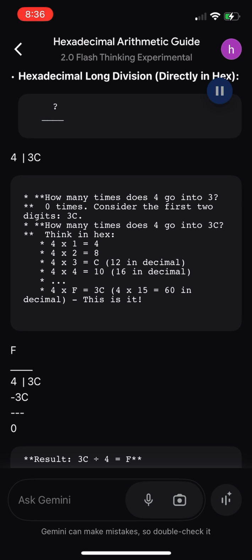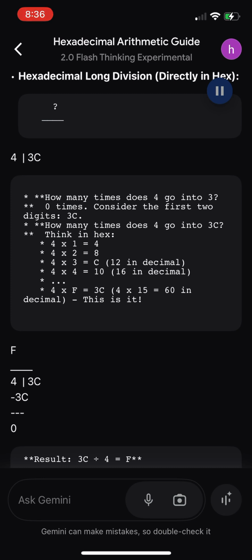12 in decimal. 4 times 4 equals 10, which is 16 in decimal. 4 × F equals 3C. 4 times 15 equals 60 in decimal. This is it. F, 3C minus 3C, 0. Result: 3C divided by 4 equals F.